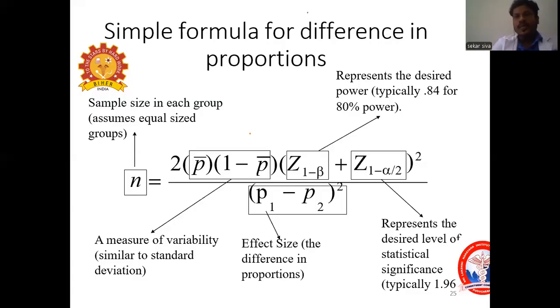Typically it is 0.84 for 80 percentage power. If it is 90 percentage, it's 1.28. Usually we use 80 percentage power for medical research. For 1 minus alpha by 2, we already know that it is 1.96 for 95 percentage confidence.